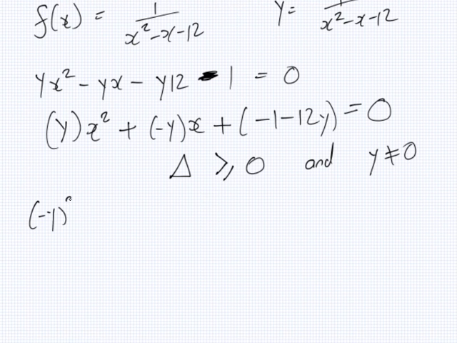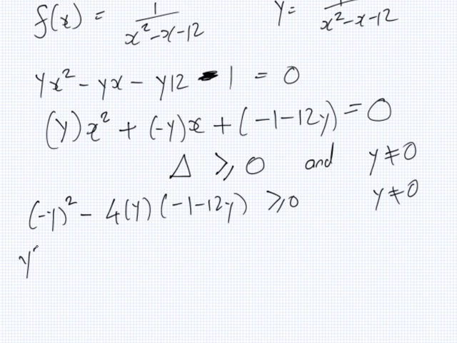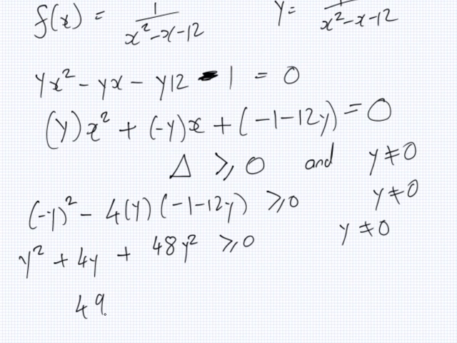B squared minus 4AC should be positive and y should not be 0. Y squared minus minus is plus 4y times 12, plus 48y should be positive. Y is not 0. So y squared plus 48y should be positive and y should not be 0.